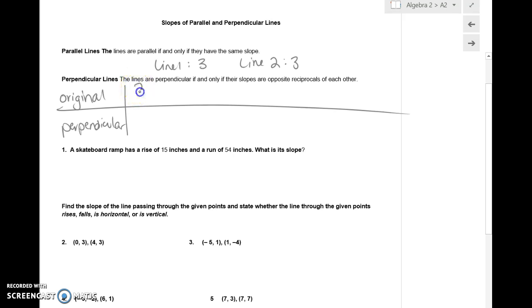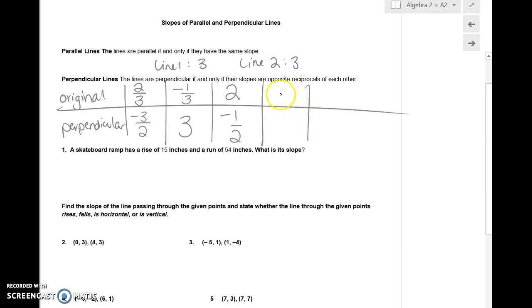So say our original slope was positive 2/3. What would be the perpendicular slope? Negative 3/2. Let's say our original slope is negative 1/3. What would be the perpendicular slope? Positive 3/1, which is simply 3. And let's say our original slope is positive 2. What would be the perpendicular slope? Negative 1/2.